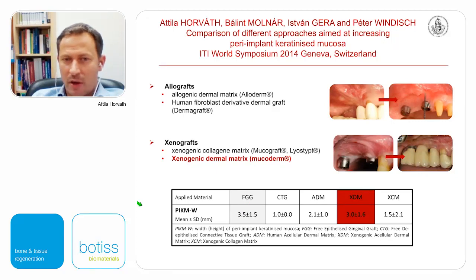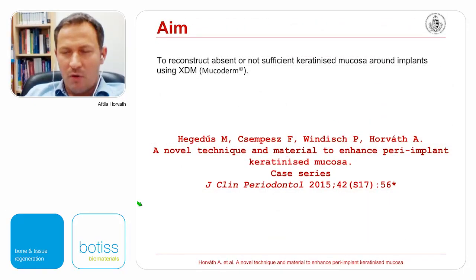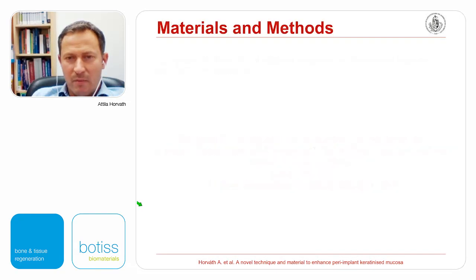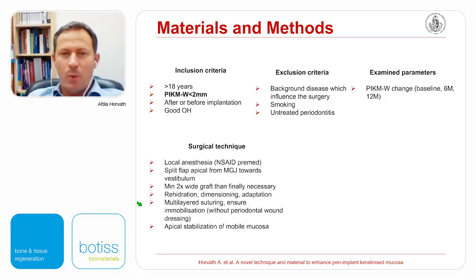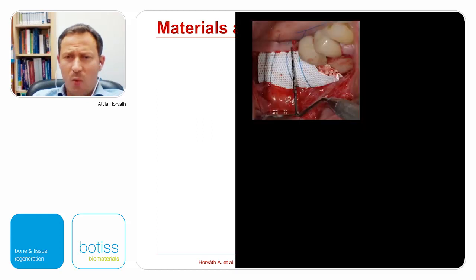So we decided, okay, let's try this material and conduct a wider case series, which we did and presented at Europerio from the research group in the department. Here are just some slides of the inclusion and exclusion criteria we had. The most important thing was to have patients with less than 2 millimeters, so less than sufficient, of peri-implant keratinized mucosa width. So how did we do the surgery?